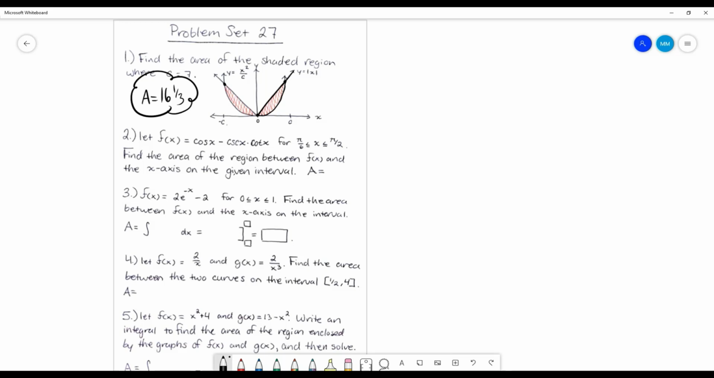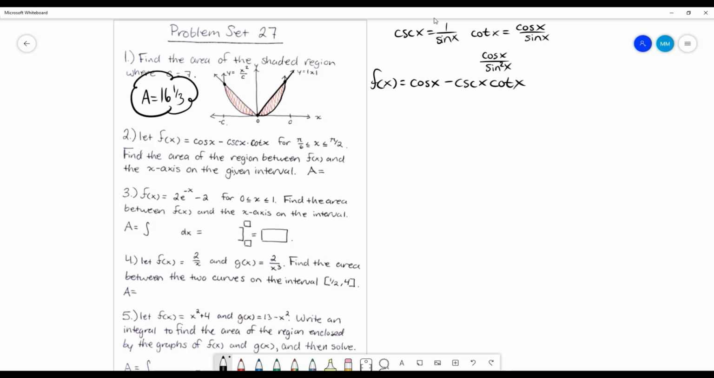So our first step is to figure out if we can find our zeros for this function, and let's take a look. So it's f of x equals cosine of x minus cosecant times cotangent. Remember that cosecant of x is the same as 1 over sine, and cotangent is the same as cosine over sine. So cosecant cotangent is just cosine over sine squared, which doesn't make this much easier for us.